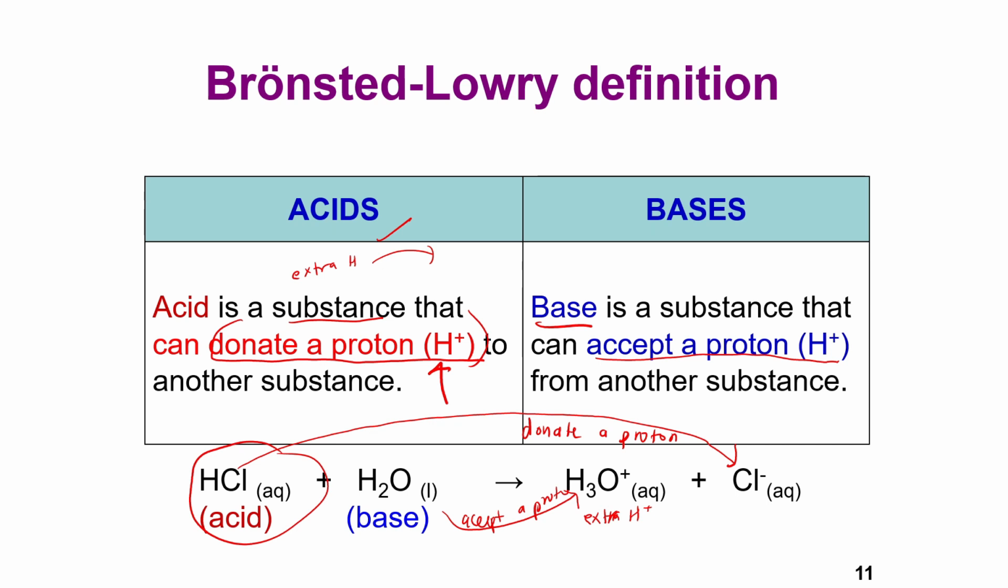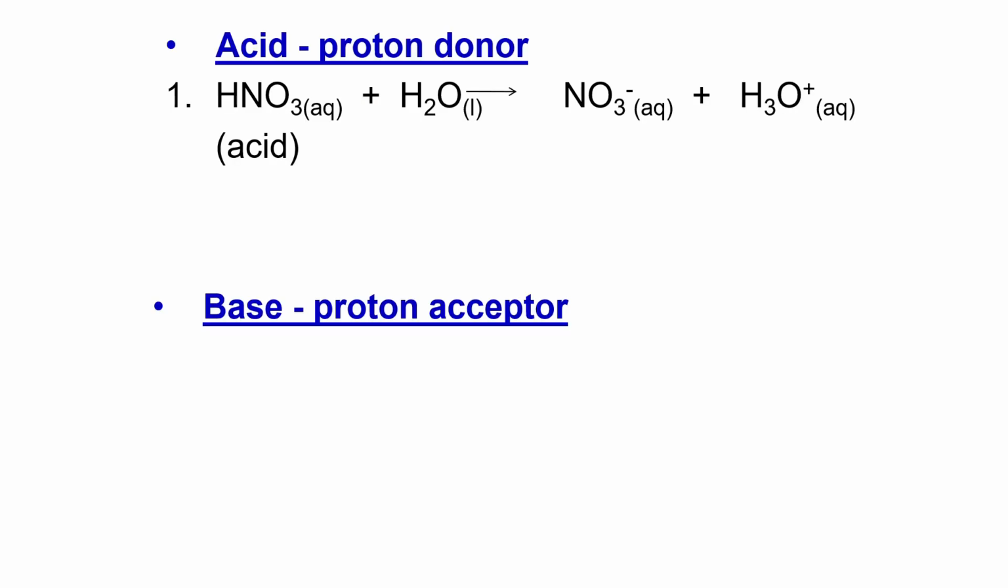Sama ada dia hilang satu ataupun donate. Satu lagi accept. So ini ialah acid. So HNO3 kita determine dia acid, okay, because comparekan dengan produk. So produknya NO3 minus, meaning dah hilang satu H+. So donate proton ataupun proton donor, so dia ialah acid.